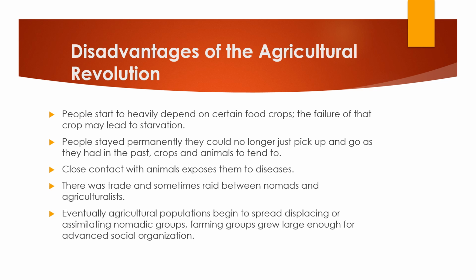Close contact with animals exposed them to diseases. There was trade and sometimes raiding between nomads and agriculturalists, so this also brought on lots of wars in some areas. Eventually, agricultural populations began to spread, displacing or assimilating nomadic groups. Farming groups grew large enough for advanced social organization.